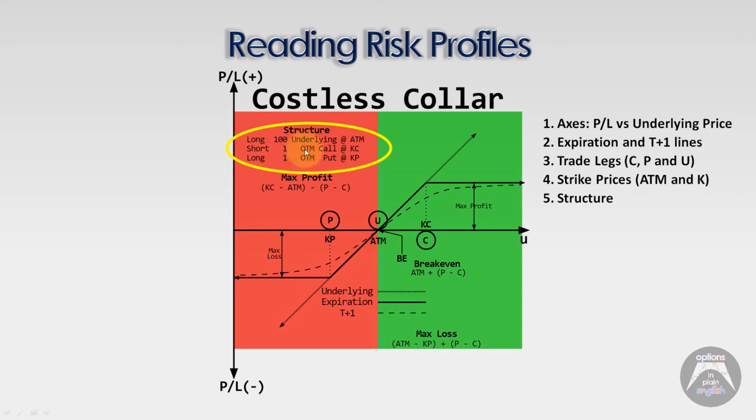Short one out of the money call at strike price KC, which is this strike price. So it's short because it's below the line, and it's a call because it has a C right here. And then long one out of the money put at strike price KP, which is right here. Okay, so this is the structure. These are all the different legs or components that you need to put on in order to initiate your position.